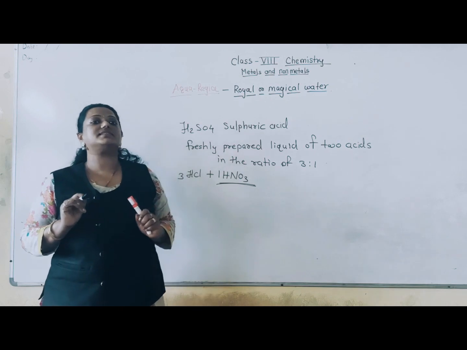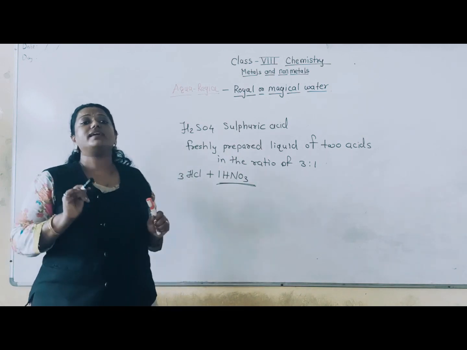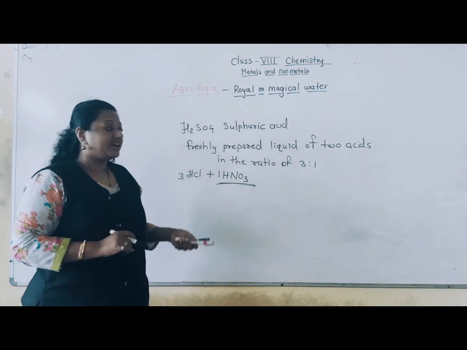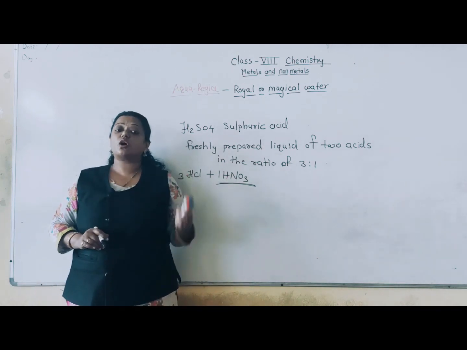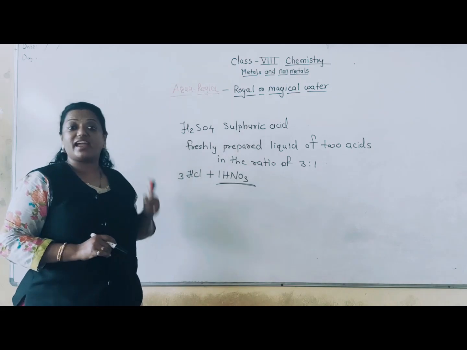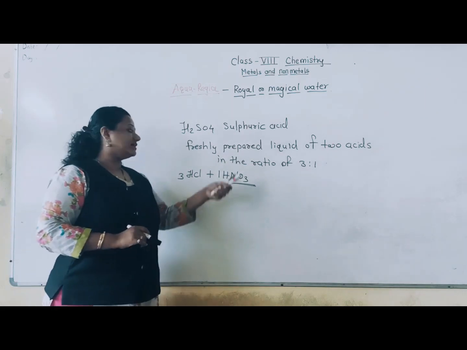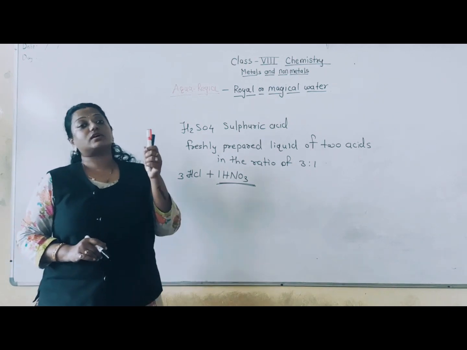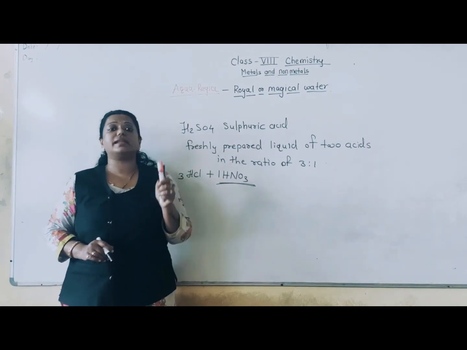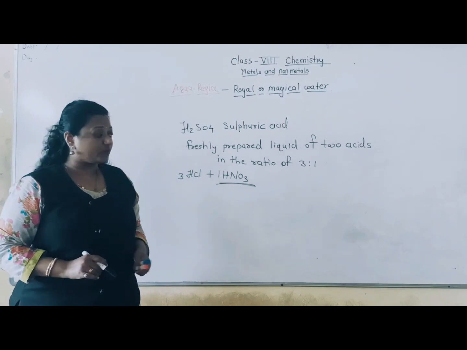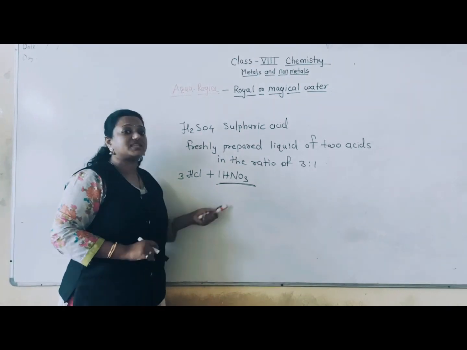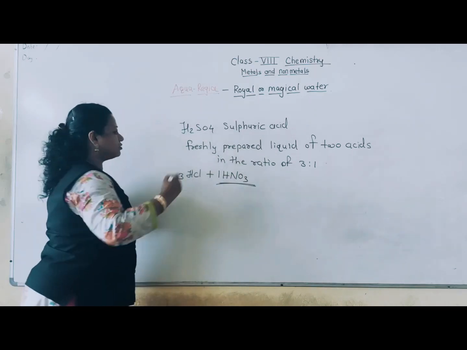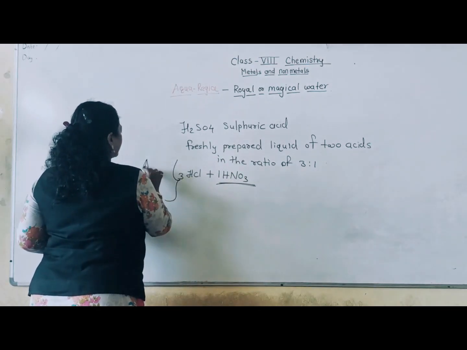Now oxidizing agent means what? Which provides oxygen to others, and itself gets reduced. HNO3 is also a strong oxidizing agent, and still gold and platinum are unable to dissolve in nitric acid. But when the two acids are mixed in the ratio of 3:1, this solution is called Aqua Regia.